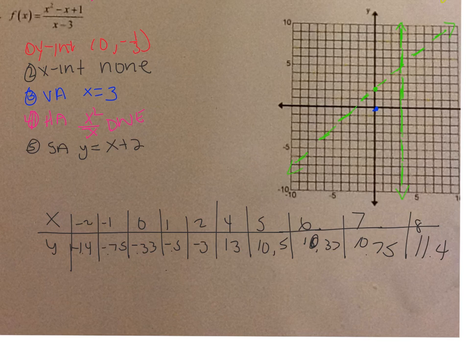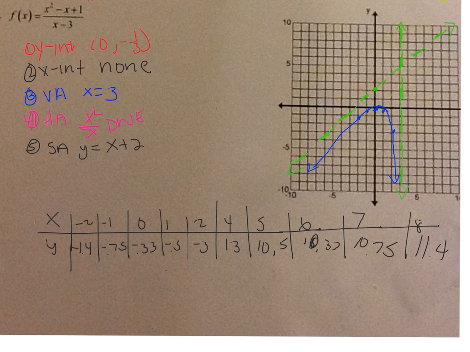I have negative 2, negative 1.4. And then negative 1 is negative 0.75. And then I have 0, I have that already. 1 is negative 0.5, so now it's starting to come back down again. 2 is negative 3. So your graph is going to look like this.